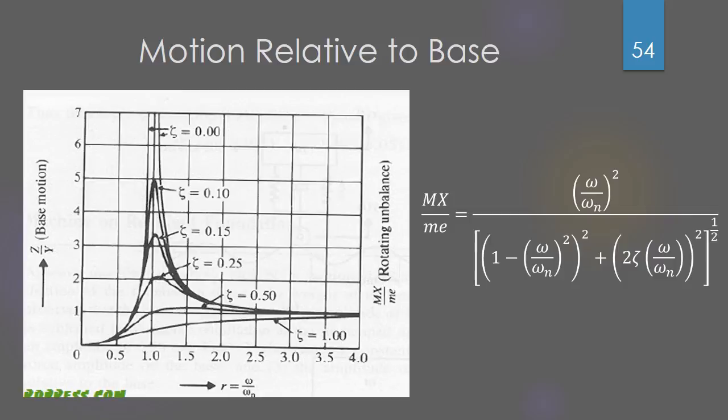And for the motion relative to the base, we get this ratio here, mx over me, equal to this form. We use the same plot we used in the basic excitation, which gives us the resonance, and the increase of the damping ratio decreases the amplification.